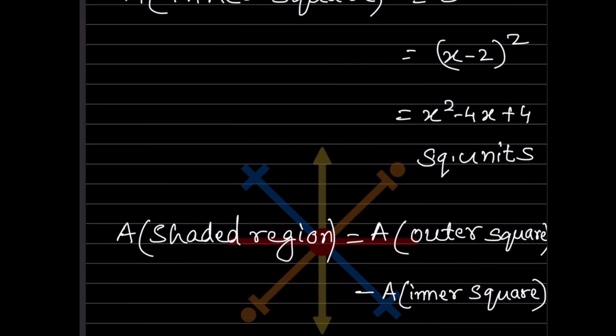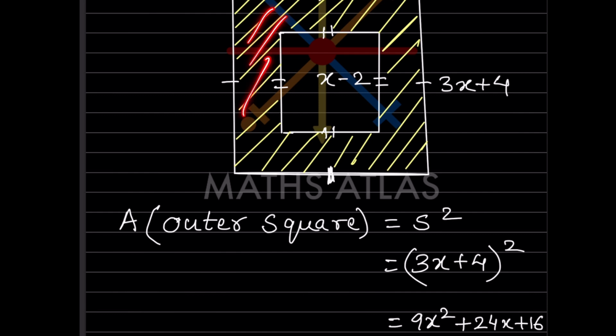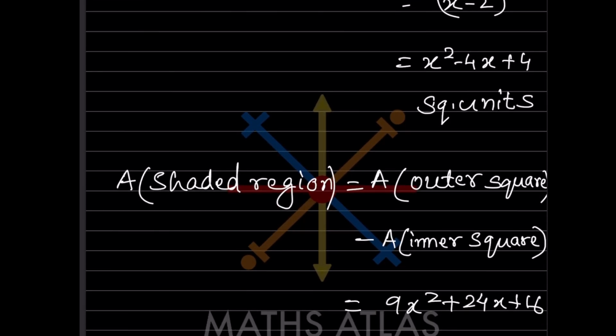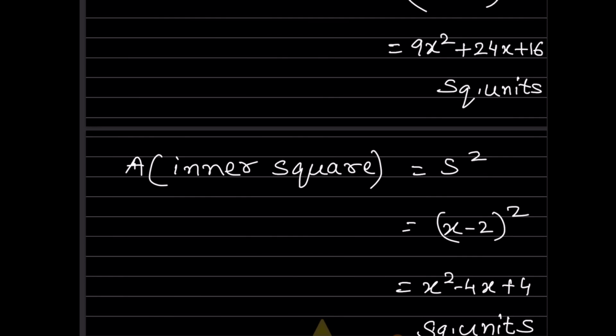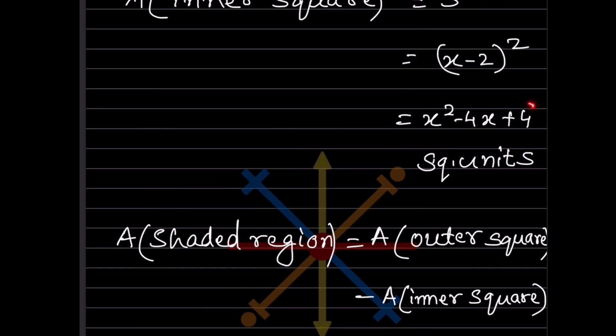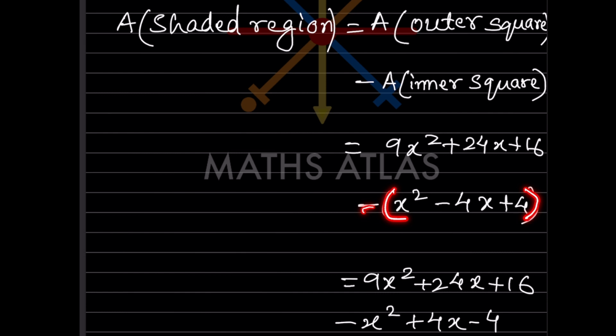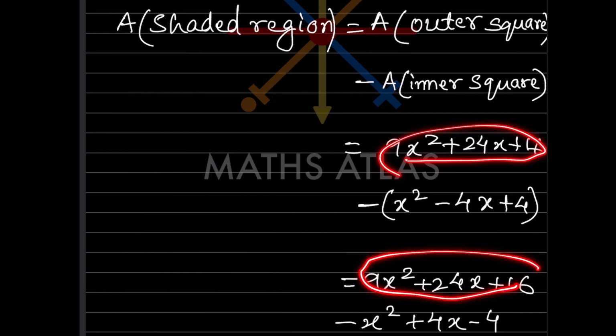Now what will you do? We want the area of the shaded region. The area of the shaded region means outer minus inner, because the shaded part is in the middle of both. So outer square minus the inner square. For the outer square we write what we got, and the inner square we write in brackets; the minus and the bracket are very important because there are 3 terms in it. Now we split it: minus x squared, minus minus becomes plus 4x, and minus 4.